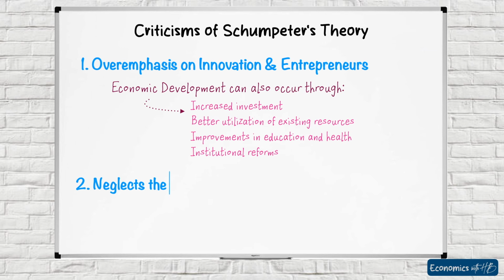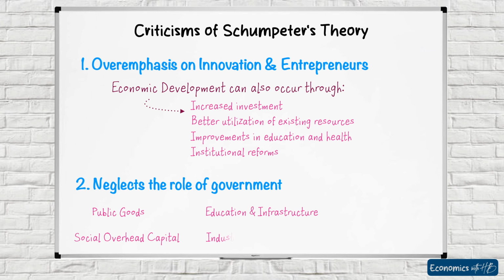Secondly, he neglects the role of government. His theory gives very little credence to government policies and public institutions. In reality, governments play a crucial role through their investment in public good and social overhead capital. Investment in education and infrastructure, industrial and trade policies, reformatory monetary and fiscal measures, research and development support, etc. Without this support from the government, entrepreneurship cannot thrive. Take for example the case of South Korea. Its rapid industrialization was aided by active government intervention and planning.